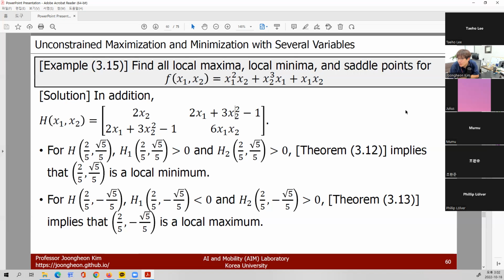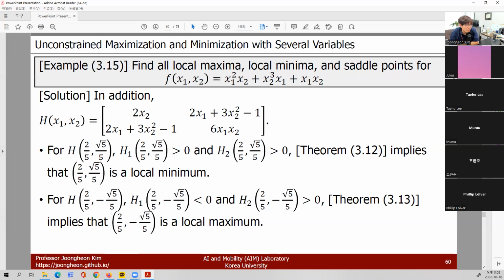Let me repeat the question by one Korean student, Itaeho here. He told me that this should be plus. He's correct. We have a typo here. This should be plus. Okay.